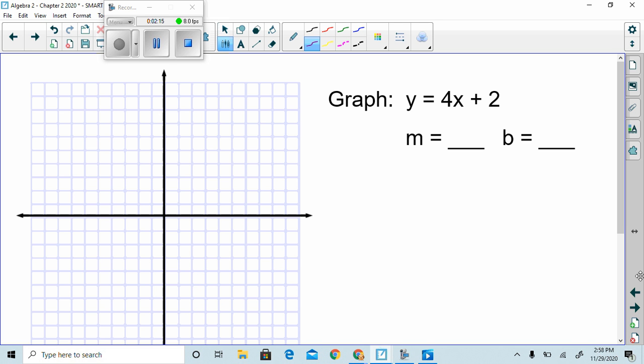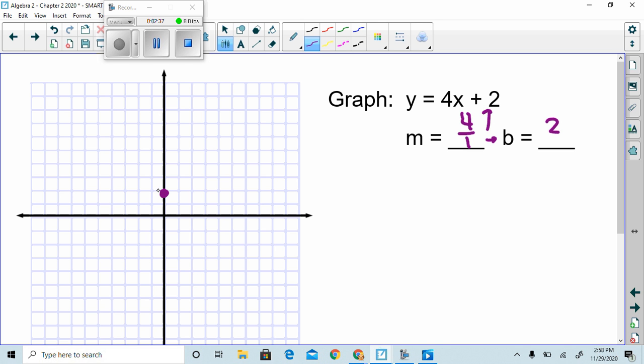Here's my slope-intercept form of the line. I identify my slope and my y-intercept. This time my slope is 4, which is 4 over 1. It's positive, so it's going to go up 4 and over 1. But where do I start graphing? Hopefully you said the y-intercept. So I'm going to start with my first point at 0, 2.